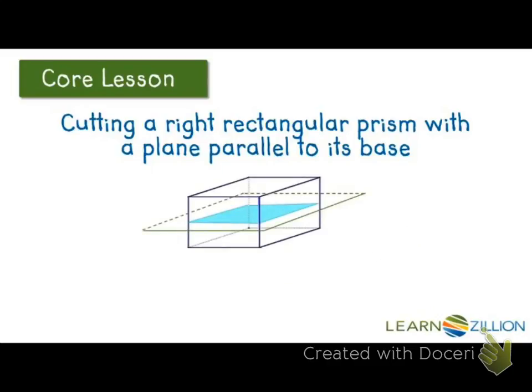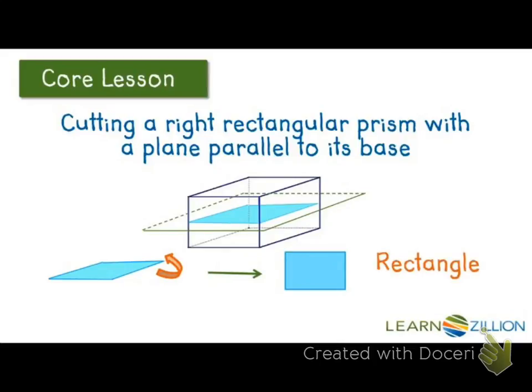In this image, you see the cross-section shown in blue. From our perspective, it looks like a parallelogram, doesn't it? But remember, if we stand it up and look at it straight on, we will then see that the cross-section is actually a rectangle.